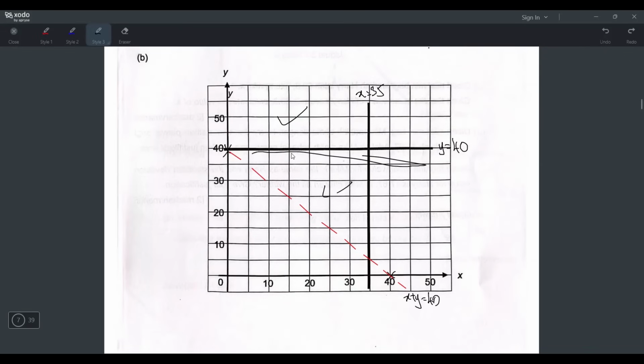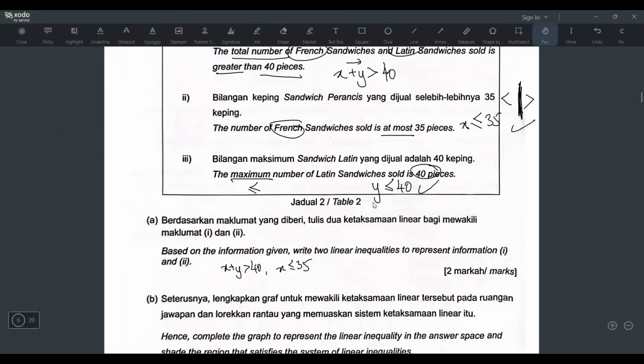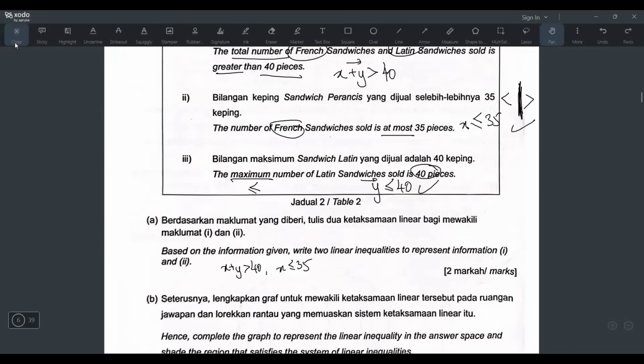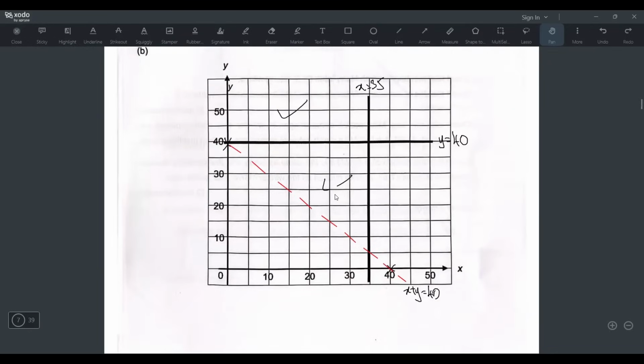So now we just have to check for y equals 40. Then we will know the answer. So let's go to y equals 40. The y is already positive, so we can look straight away. And what's the symbol? Smaller. So smaller means we take below the line. So let's go to y equals 40 and then take below. So y equals 40 here, take below. So this is the answer.